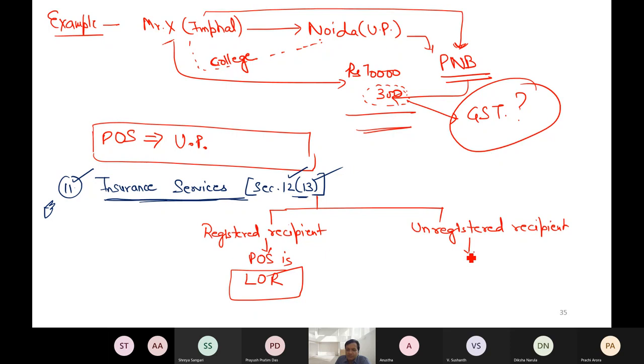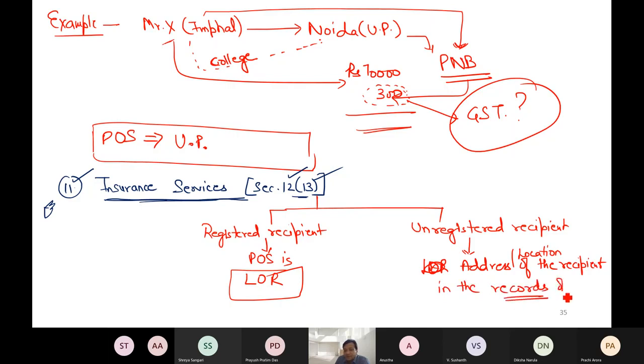Now, if unregistered, then location of recipient, sorry, not location, address of the recipient. You can say address of the recipient. I can also call it as location, doesn't matter, but in the records, address of the location of the recipient, in the records of supplier.